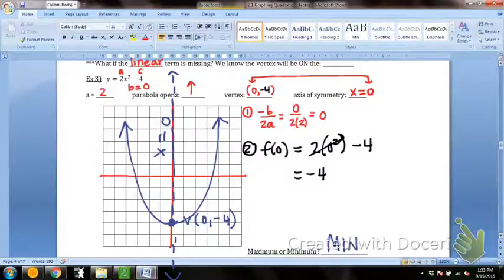Okay, so if the linear term is missing, where is our vertex at? It's on what? It's on the y-axis, right? You guys see that? It's right here on the y-axis. So anytime the linear term is missing, the vertex is going to be on the y-axis. That's your blank up there. On the y-axis if the linear term is missing. Okay, and then example 4 is just another example of it being on the y-axis, all right?